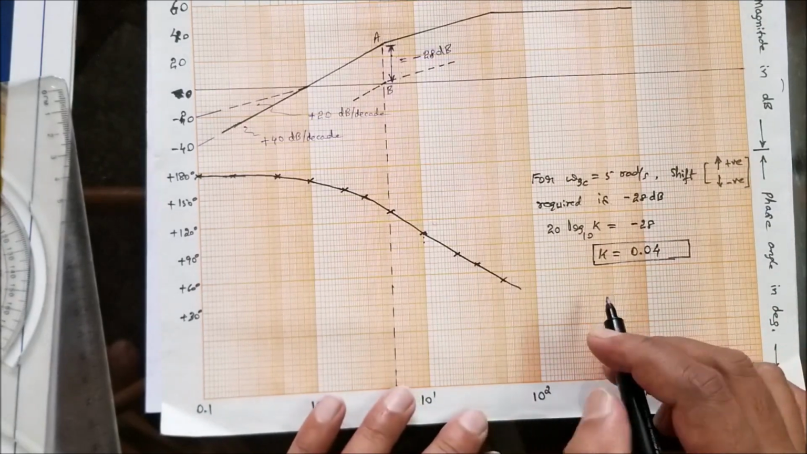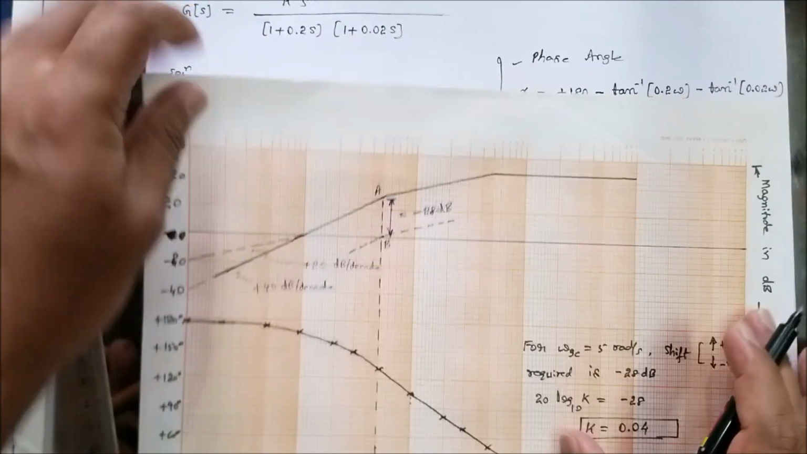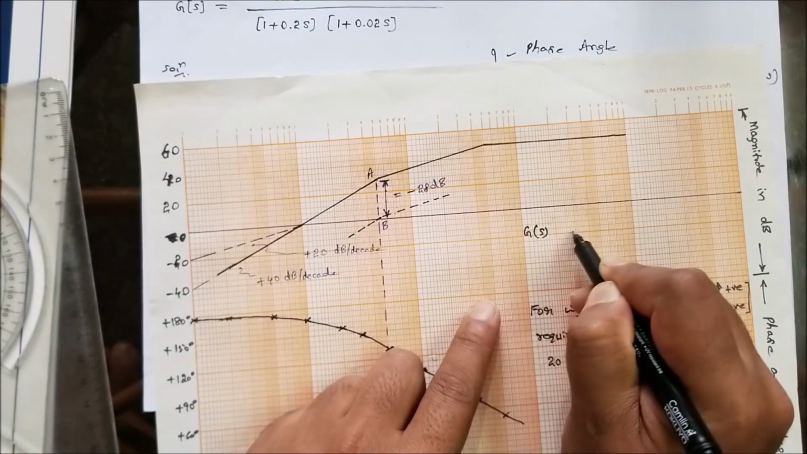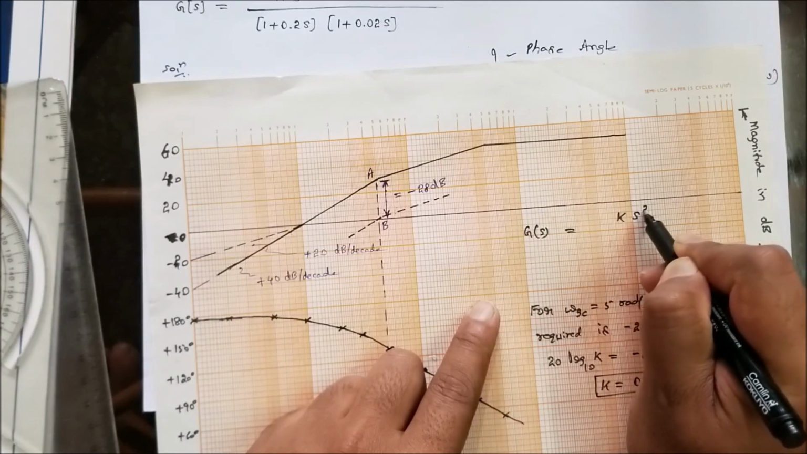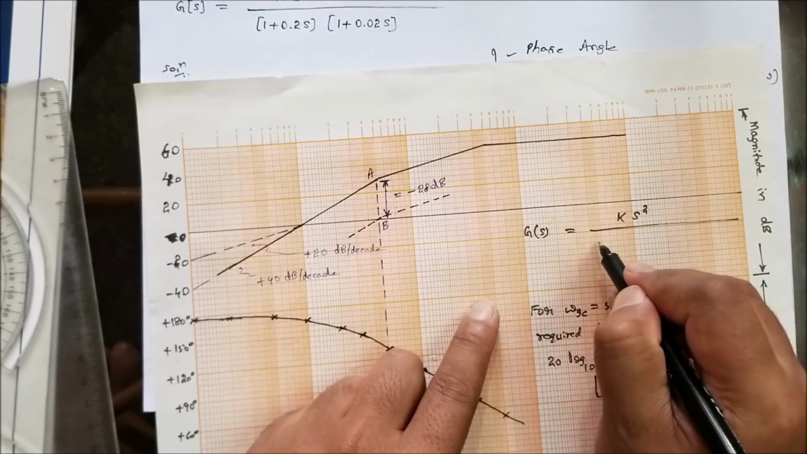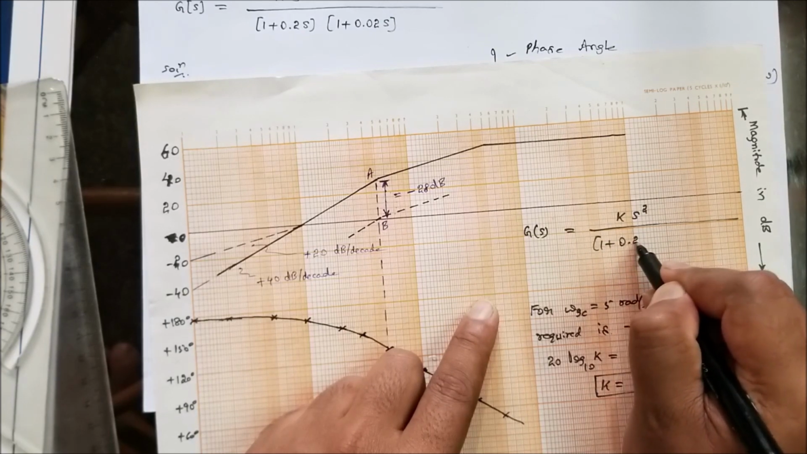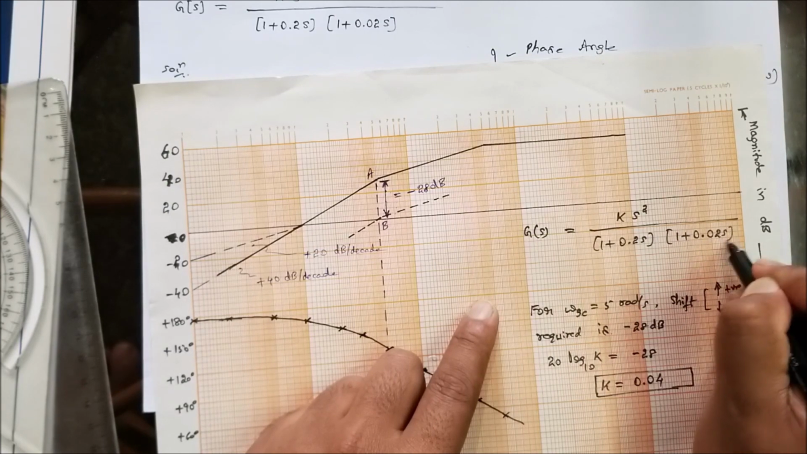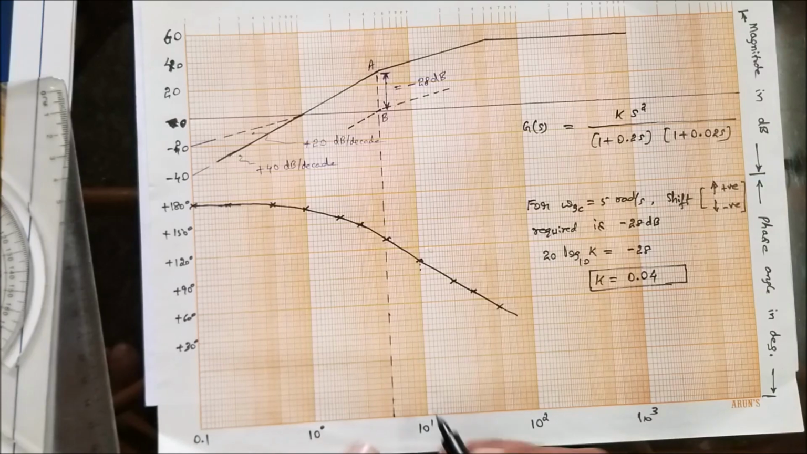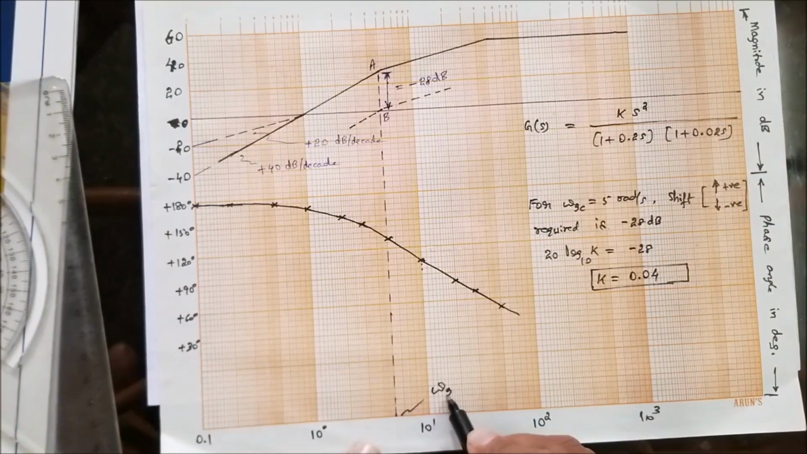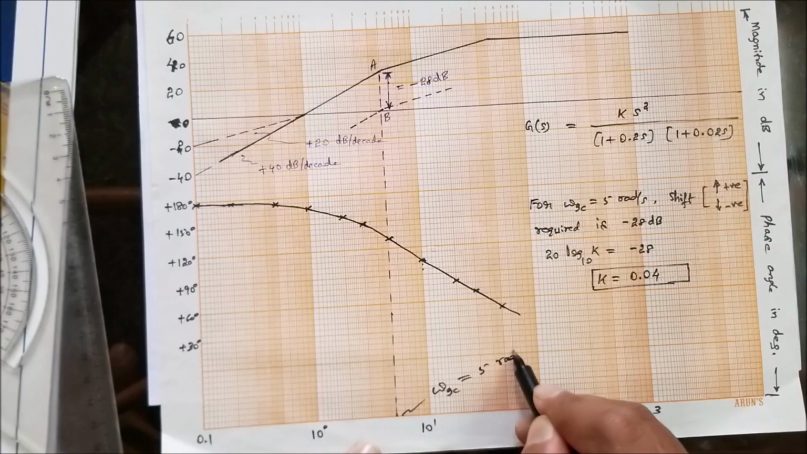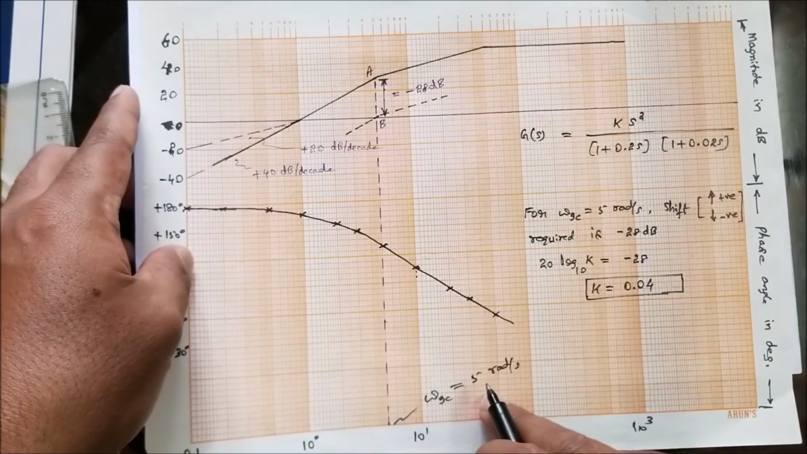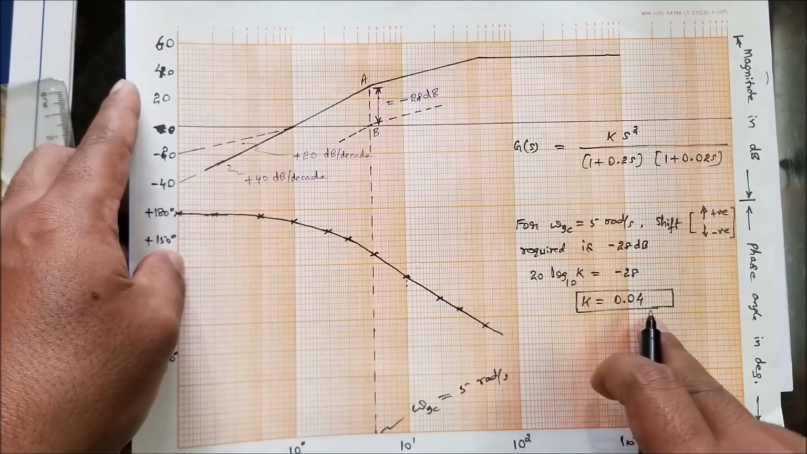So we have solved the given problem. What is the given problem? Find the value of k for G of s equal to k s square divided by (1 plus 0.2s) (1 plus 0.02s) at gain crossover frequency of 5 radians per second. For the given problem, for omega gc to be 5 radians per second, the value of k obtained is 0.04.